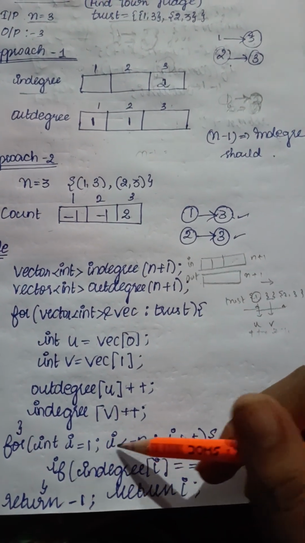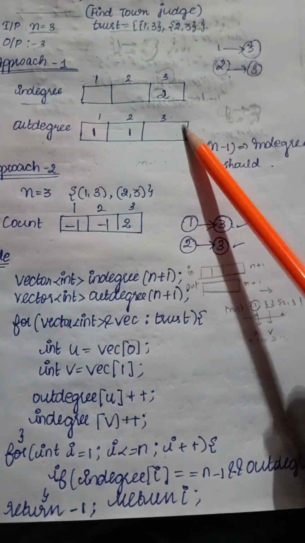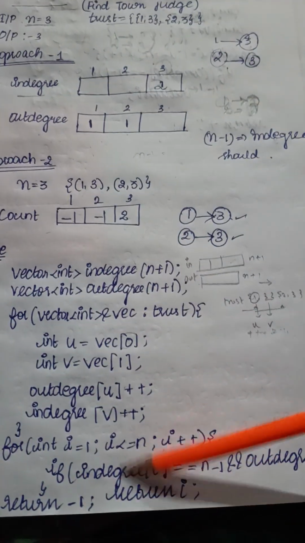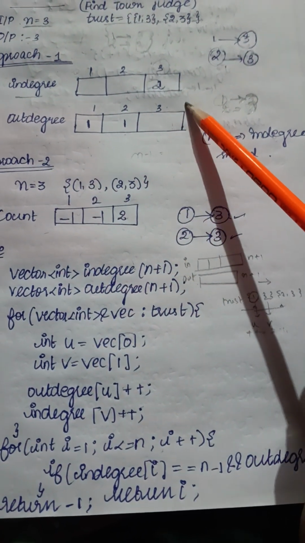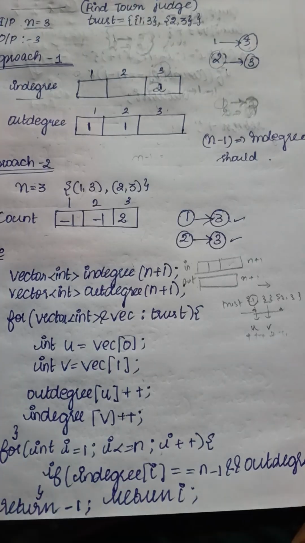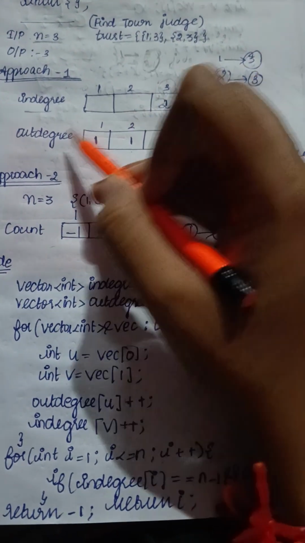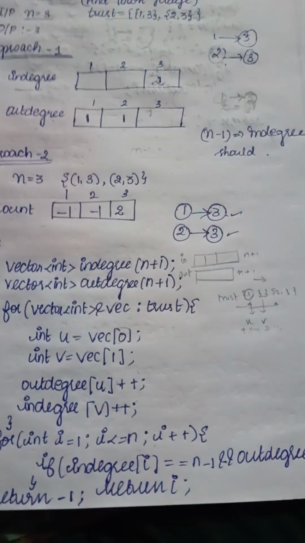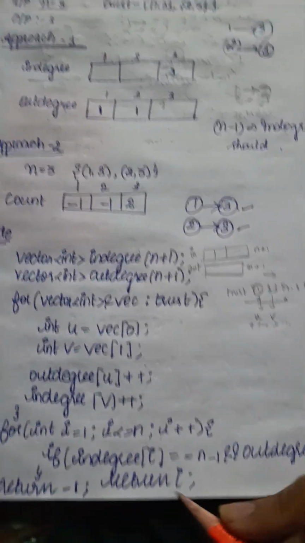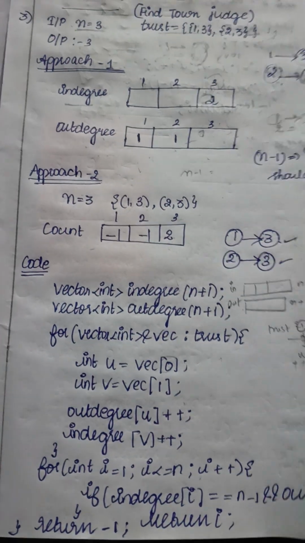So for int i equal to 1, i less than or equal to n, we are just iterating over this array till n, and if in degree of i is equal to n minus 1, and out degree is equal to 0, in this case in degree is n minus 1 and out degree is 0. When these two conditions are satisfied, we have to return i, else return minus 1. This is one of the simplest approach codes.